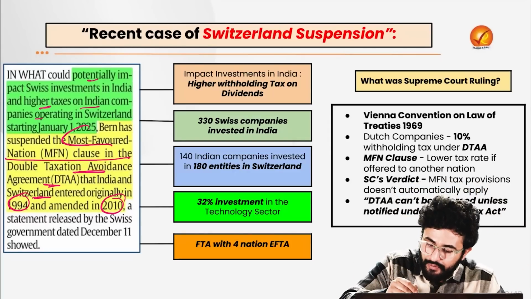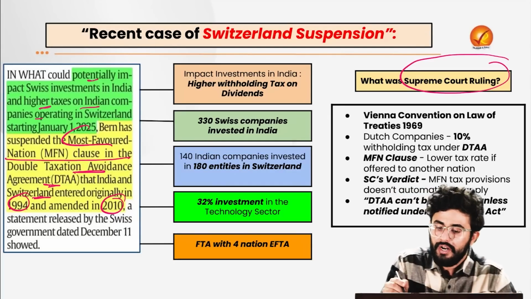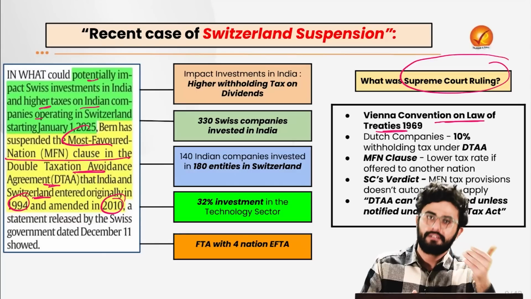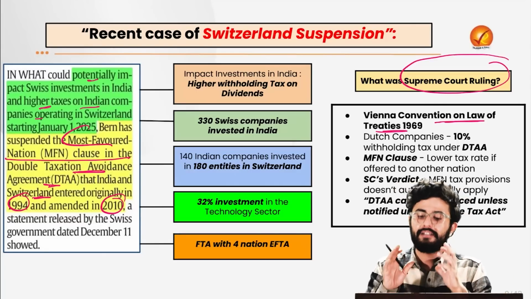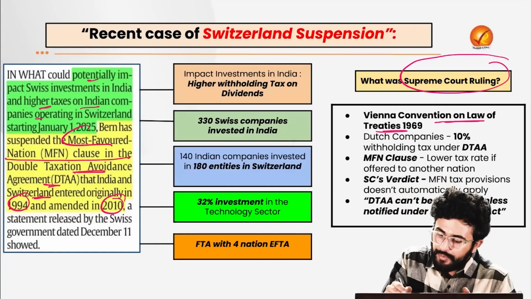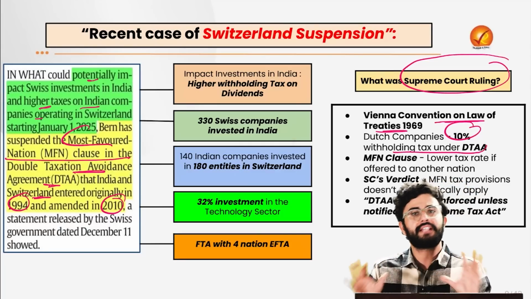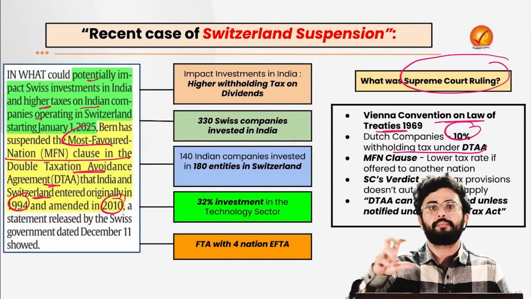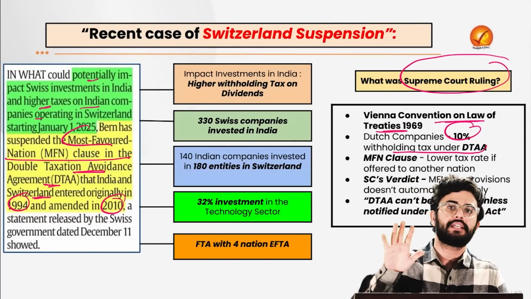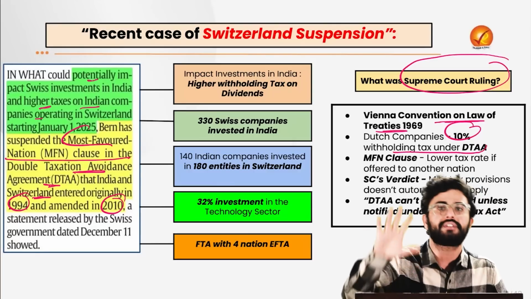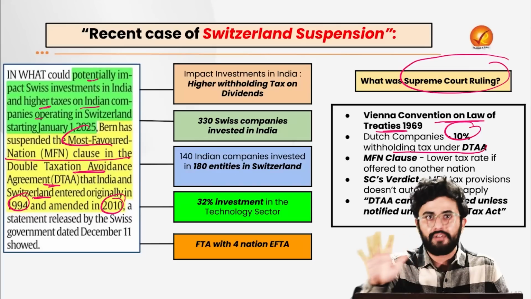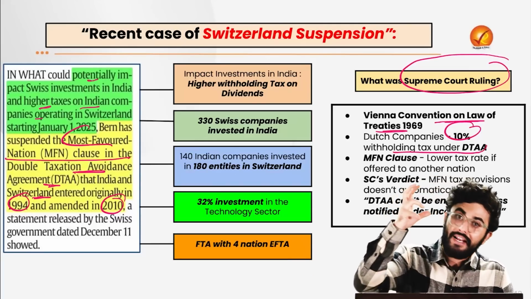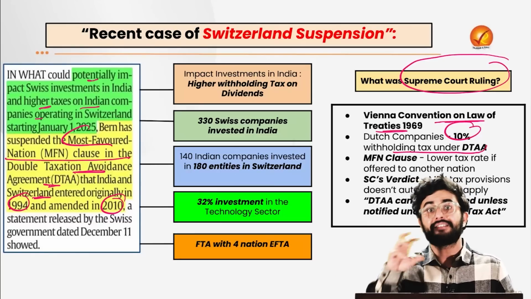To understand that, we will have to refer to the Supreme Court ruling, which was based upon the Vienna Convention on the Law of Treaties 1969, where the Dutch companies, or the companies from the Netherlands, were saying that we are being charged 10% withholding tax under the double tax avoidance agreement. Withholding tax is basically a kind of TDS which is charged on our income. So for example, even if I am not liable to pay income tax, the company cuts TDS at the source itself. Then I will have to show them that I am not liable for any taxes, for example because I have to pay my rent, I have taken health insurance, etc. Then I will get the compensated amount later, through the income tax return.